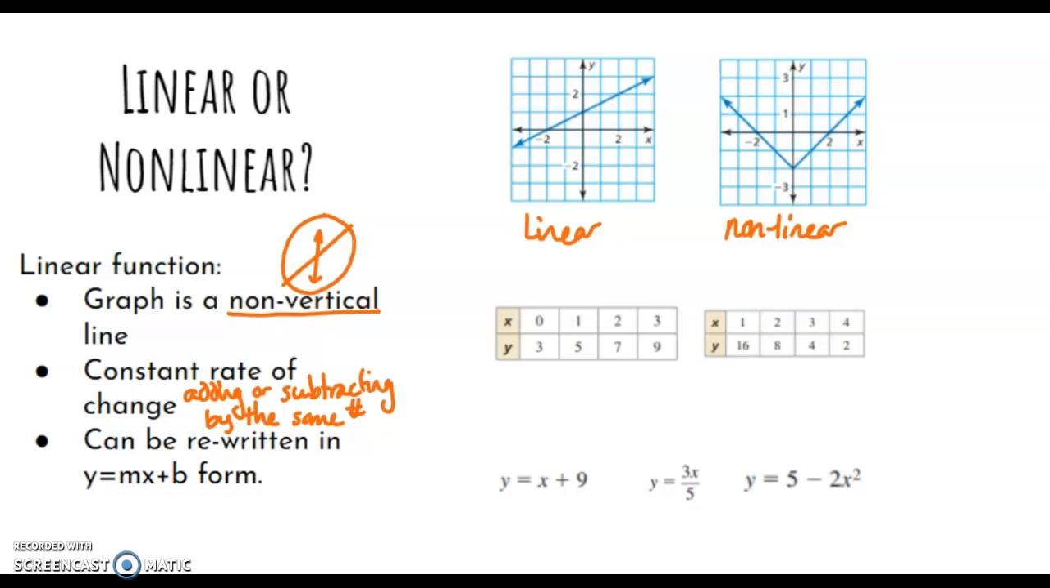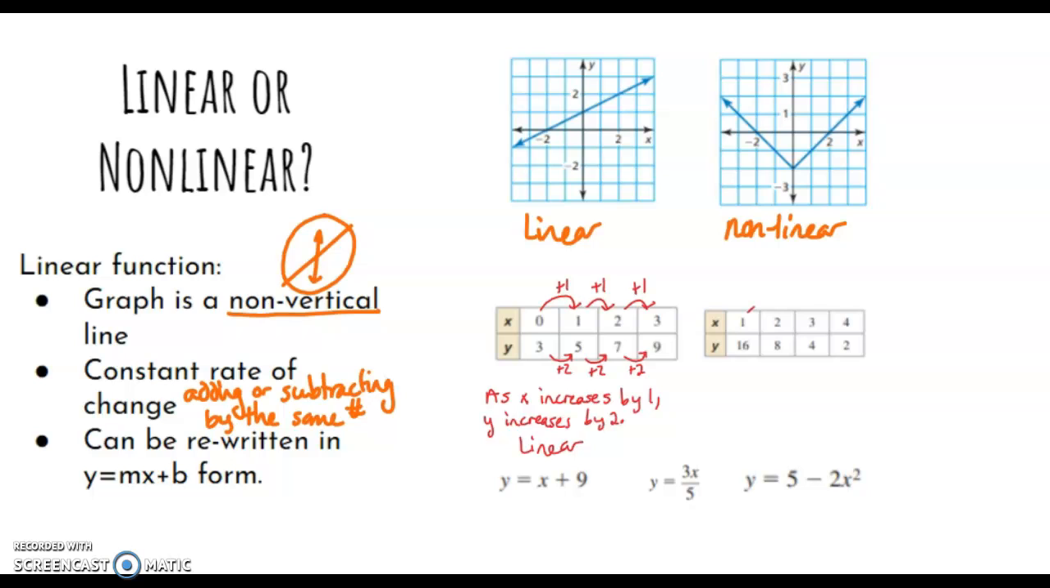So what we mean by a constant rate of change is that if you look at the x value, from 0 to 1, it's going up 1. 1 to 2, it's adding 1. 2 to 3, it's adding 1. All right, let's look at the y values. From 3 to 5, it adds 2. From 5 to 7, it adds 2. And 7 to 9, it adds 2. So let's write this out in our foldable: as x increases by 1, y is increasing by 2. That's a constant rate of change, so yes, it's linear.